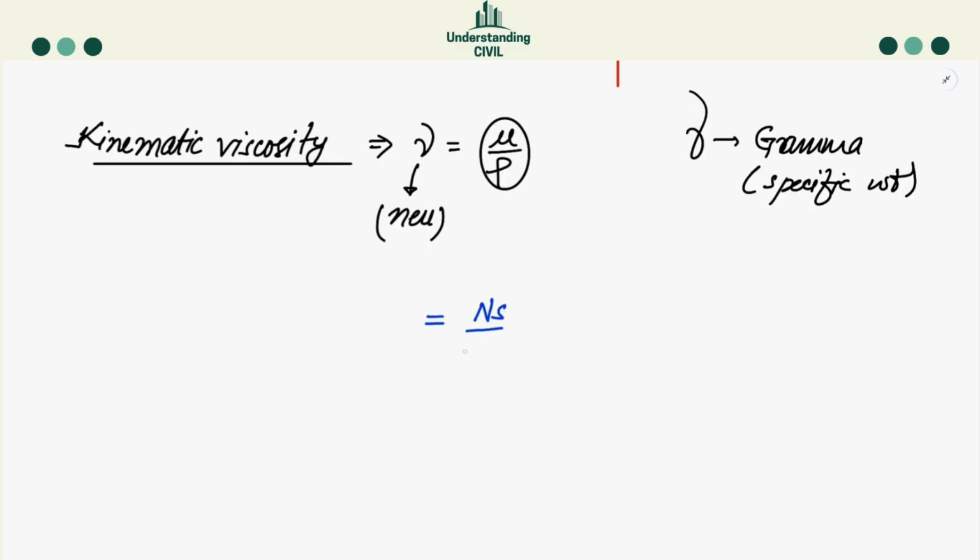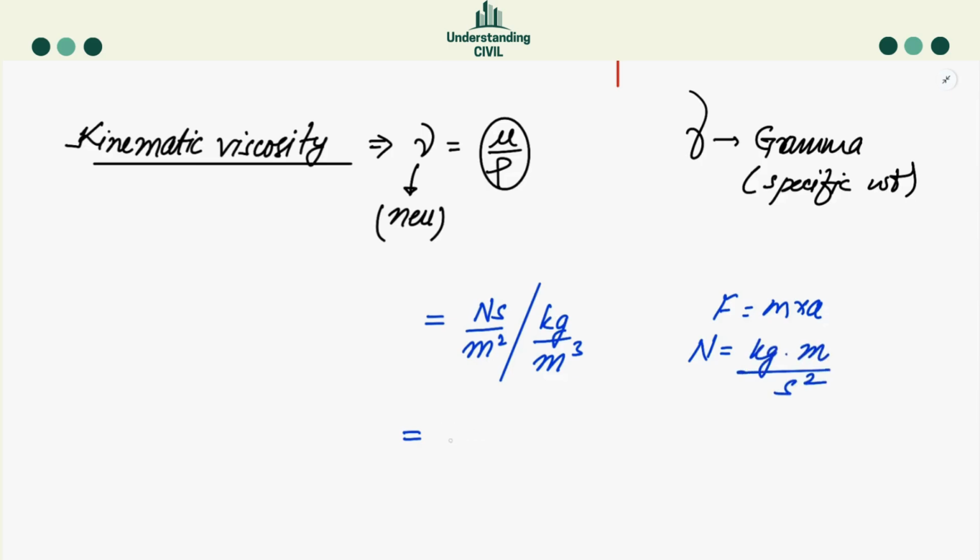whole divided by the density, which is kg per meter cube. Now, the unit of Newton comes from force, and force is equal to mass into acceleration. So Newton is actually kg meter per second square. If I substitute over here, this will be kg meter per second square into second into meter square. Here meter goes up and kg goes down. This is meter and this is kg. Kg cancels out, and second cancels out. I'm missing something. Kg per meter cube.